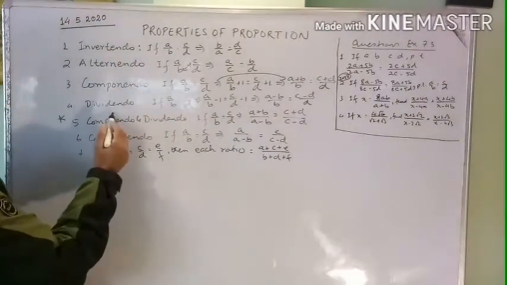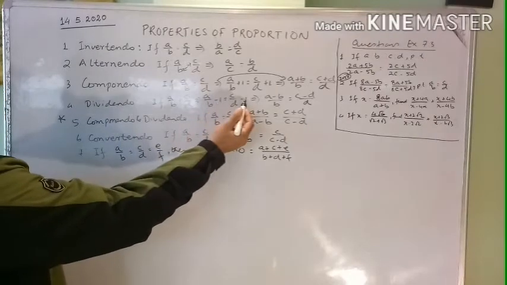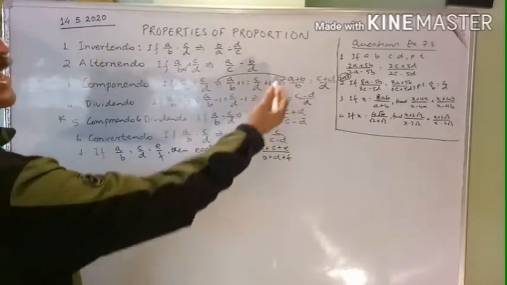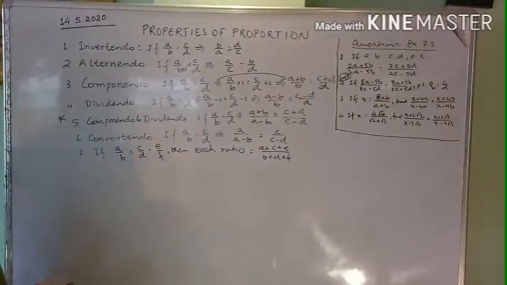Similarly dividendo: if you subtract 1 from both, then you get A minus B by B equal to C minus D by D. So you can add also or you can subtract also.